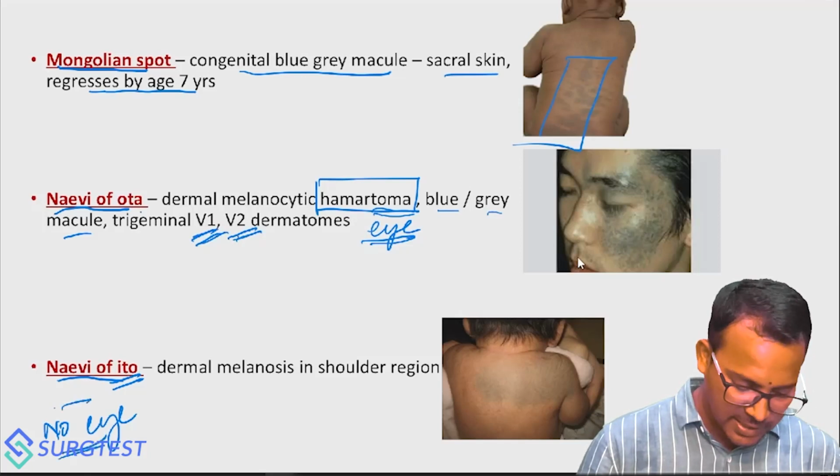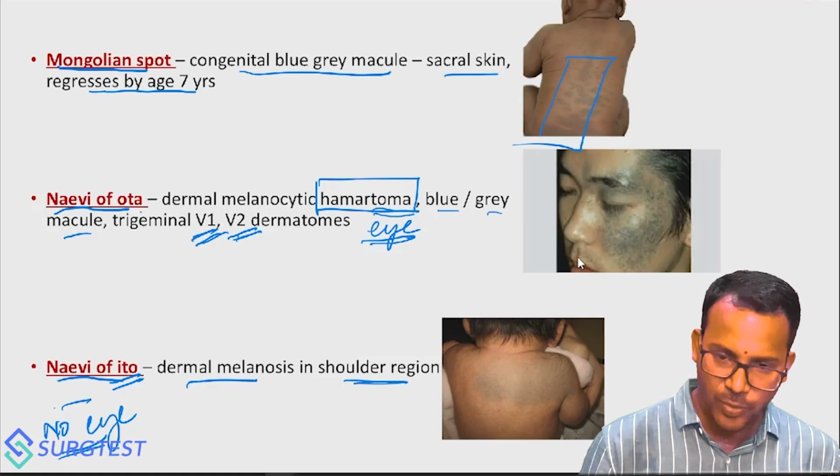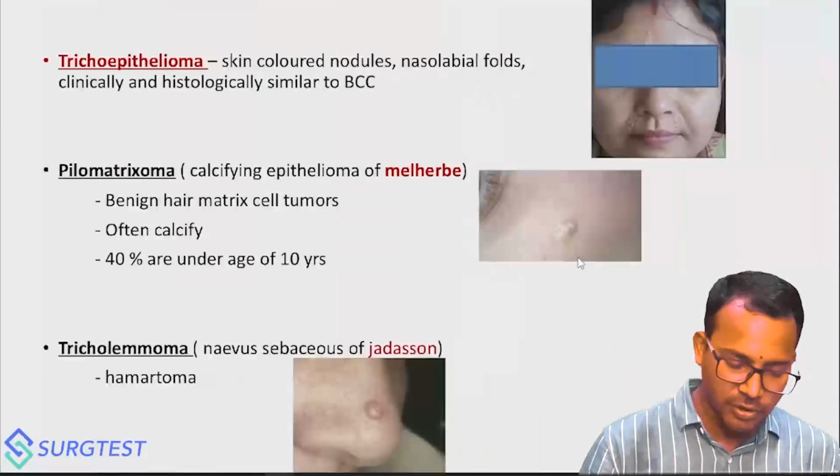Okay, so these are the same dermal melanosis or the dermal hamartomas. These are seen in the shoulder region. Okay, so this is the thing that you have to remember.